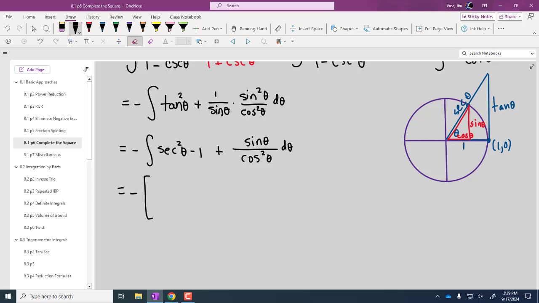We love the hyperbolics. So what's the integral of secant squared?